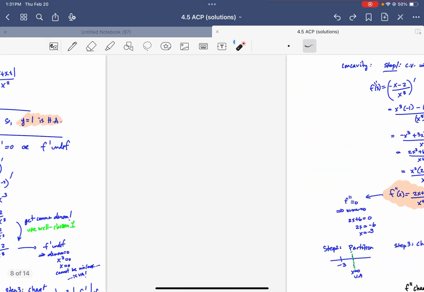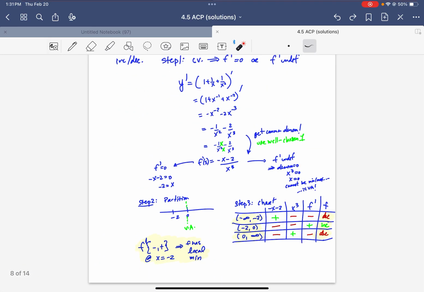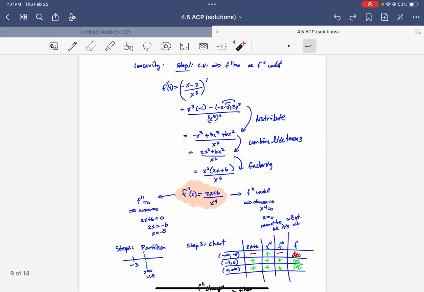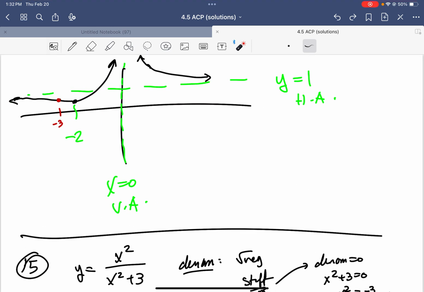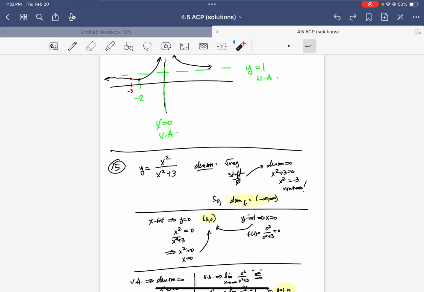So we look back at increasing, decreasing, and so it looks like we are decreasing to -2, and then we're increasing. So decreasing to -2, and then increasing, and then it looks like we're decreasing over here in terms of increasing, decreasing. Then for concavity, we're concave down until -3, and then concave up after that. So that's why we know our shape should look something like this. So we need that inflection point in there. And then this is concave up.